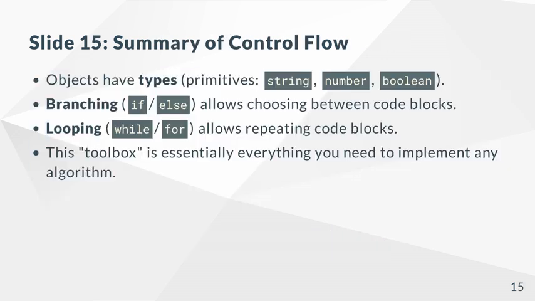We've now built a very robust toolbox. We have objects with types, branching with if-else to choose paths, and looping with while and for to repeat actions. Believe it or not, this toolbox is essentially everything you need to implement almost any algorithm. From here on out, it's about learning how to use these tools more efficiently and elegantly.